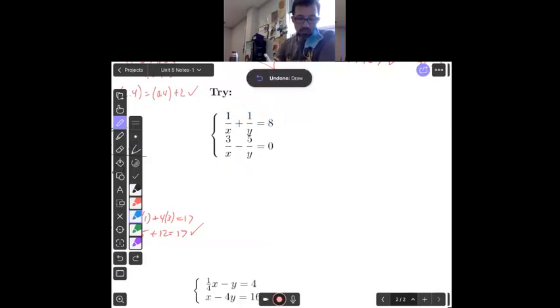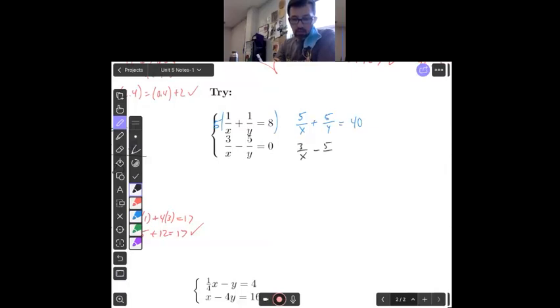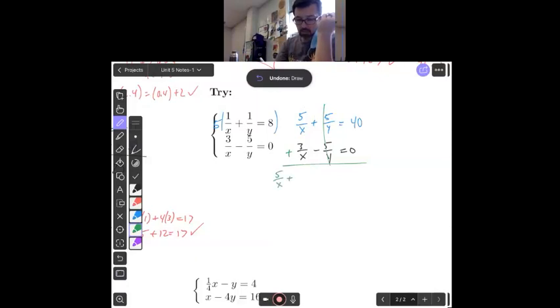Definitely sounds easier than trying to get x or y by itself. So we get 5 over x plus 5 over y equals 40. So this may look intimidating, like 5 over x plus 3 over x, but it's actually really simple. If it said 5 halves plus 3 halves, that would just be 8 halves. So 5 over x plus 3 over x is just 8 over x. Of course, 40 plus 0 is 40.